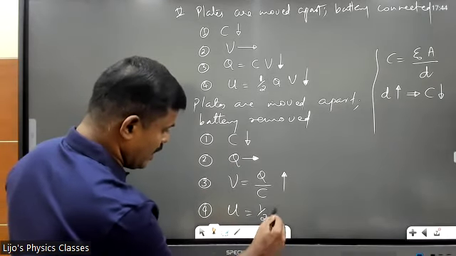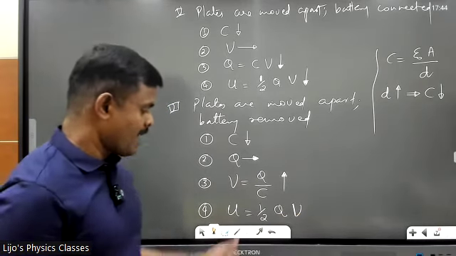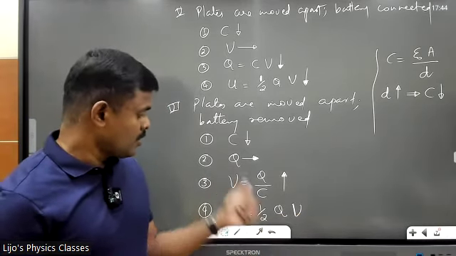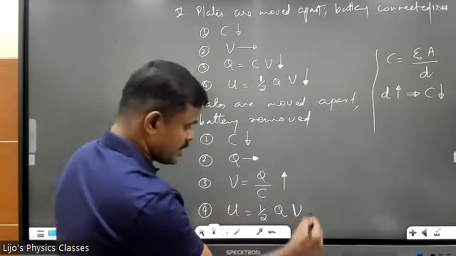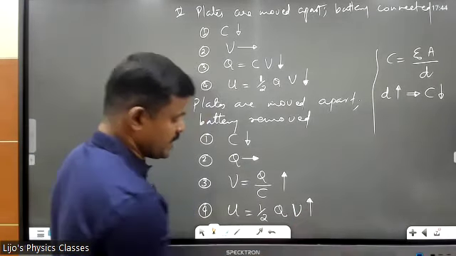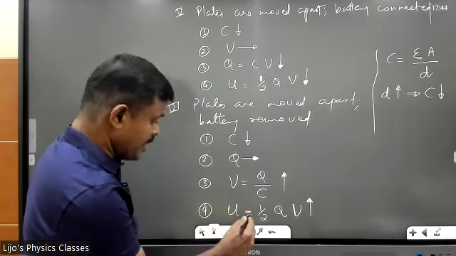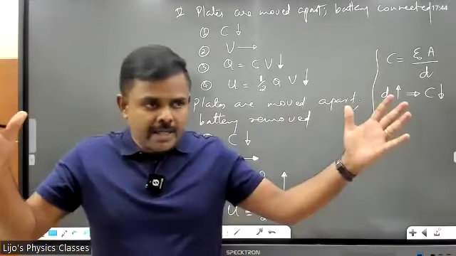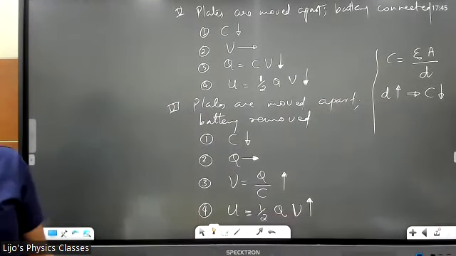half QV. Half is a constant. Q is a constant. V increases, which means energy also increases. Okay. All of you got it? 7th and 8th cases very quickly. Plates are moved apart, now plates are moved closer. Next. You finished writing this, all of you online?